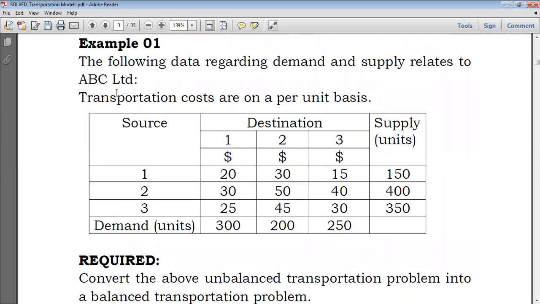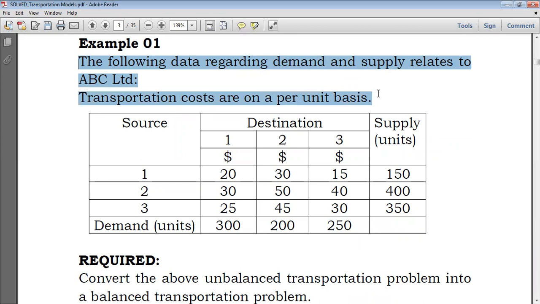You can find it here. We say the following data regarding demand and supply relates to ABC Limited. Transportation costs are on a per unit basis, just like how we are provided with the information down here. So we have 3 sources, source 1, source 2, and source 3, and destinations with the following demand.